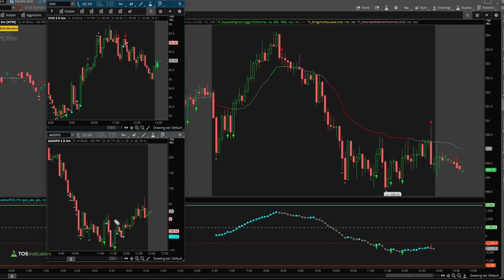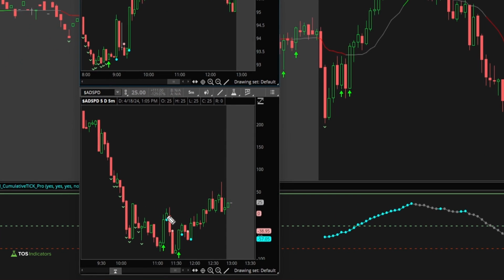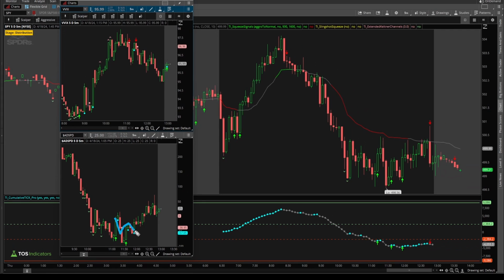If you take a look at the advanced decline spread at right around the same time, this chart mirrors closely to the S&P, where you can see a bullish momentum cross, then a bearish one, then another bullish one, then another bearish one, and then finally another bullish one. A lot of back and forth here where we couldn't really see either side make up its mind.